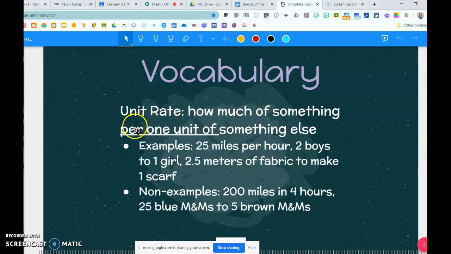A unit rate is how much per 1 unit of something. So you see unit rates all the time at the grocery store. The price of an item is a unit rate. How much you make per hour to work is a unit rate. Something that is not a unit rate is 200 miles in 4 hours, because that's 4 hours, not 1. So if you divided that to get 50 miles in 1 hour, that would be your unit rate.